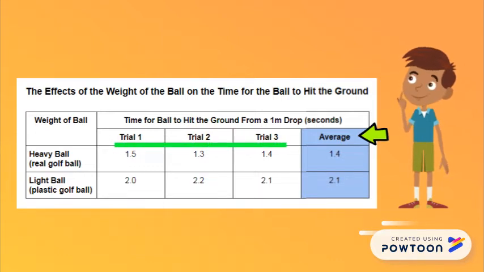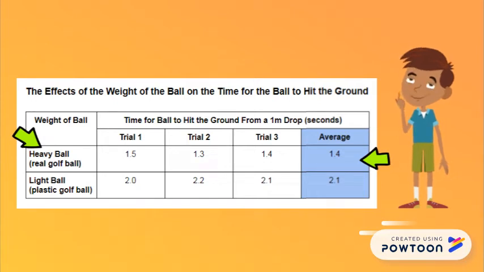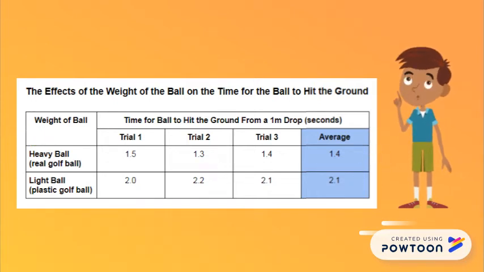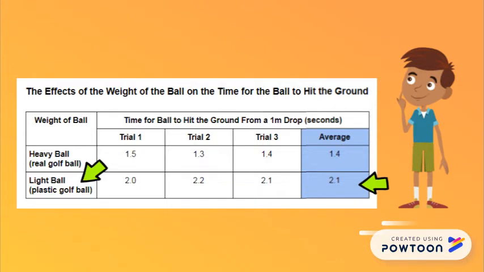So if you look at the heavy ball, the average is 1.4 seconds. That's how long it took for the ball to reach the ground. For the light ball, the average was 2.1 seconds. So according to this data, it took the light ball longer to hit the ground.